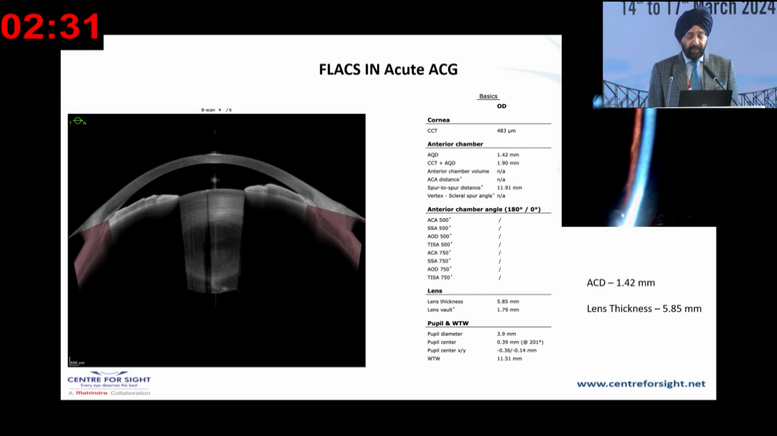Now this is a case that came to us with angle closure glaucoma, a young lady who was recalcitrant to any treatment. Just look at it, we did an Anterion, and you can see in this particular case the huge lens that the patient had. The lens thickness was 5.85 millimeters.